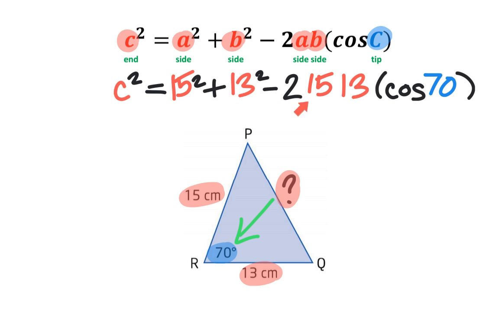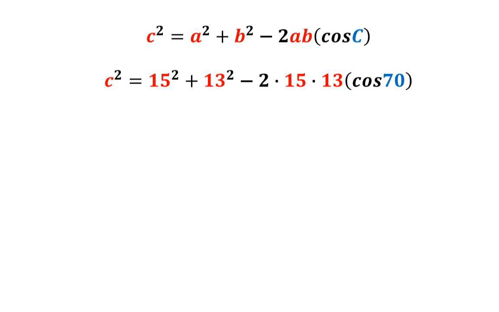Now this looks a bit strange. It looks like a very large negative number. This is actually negative 2 multiplied by 15 multiplied by 13, then multiplied by whatever is in the bracket. I'm going to draw dots here, here, and here to help me remember that there's multiplication there.